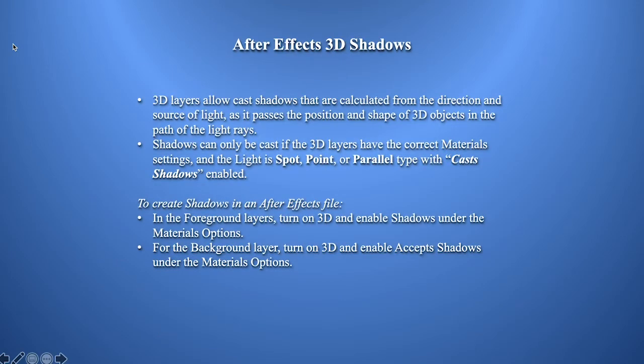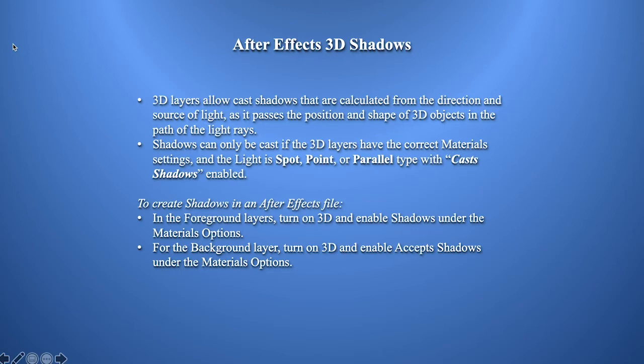After Effects 3D shadows. 3D layers allow cast shadows that are calculated from the direction and source of the light as it passes the position and shape of 3D objects in the path of the light rays. Shadows can only be cast if the 3D layers have the correct materials settings, and the light is a spot, point, or parallel type with cast shadows enabled.